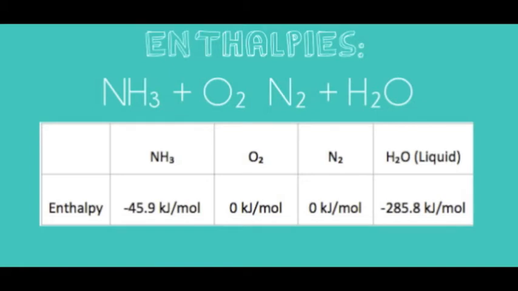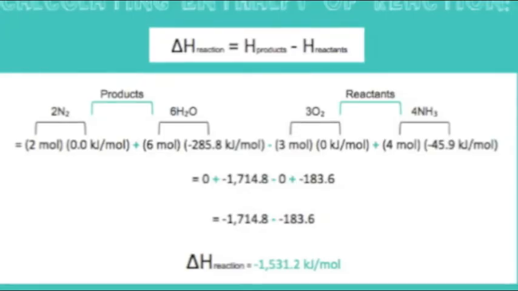We must start out with knowing the enthalpies for each reactant and product in our equation. We can find the enthalpies using a table of enthalpies of formation. This chart states all the enthalpies that are needed for our equation. Nitrogen gas is equal to 0 kilojoules per mole. Water in the liquid state is equal to negative 285.8 kilojoules per mole. Oxygen gas is equal to 0 kilojoules per mole. And lastly, ammonia is equal to negative 45.9 kilojoules per mole. We must then multiply each enthalpy by the coefficient that is in front of it.